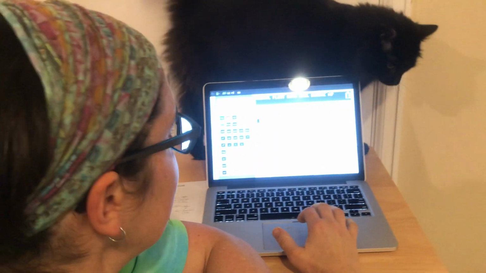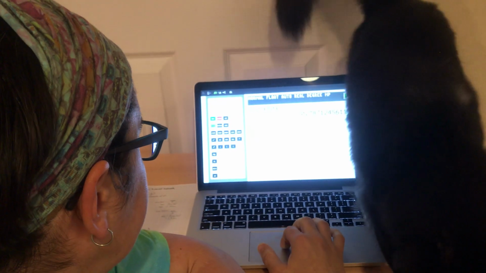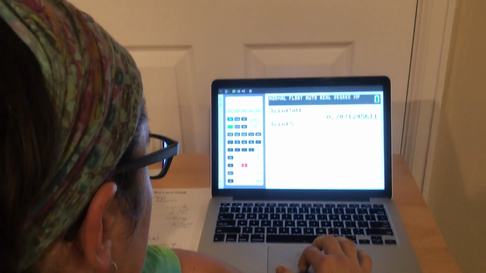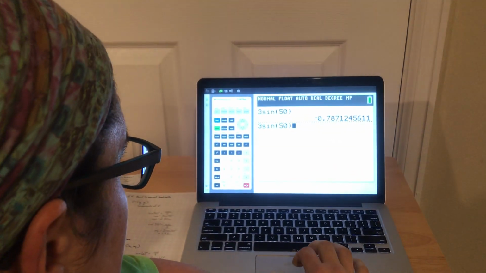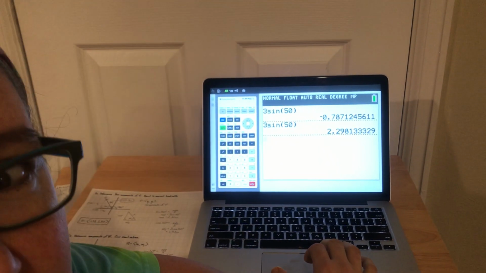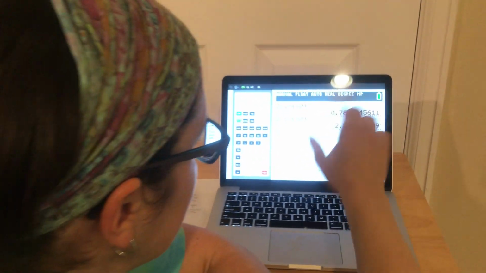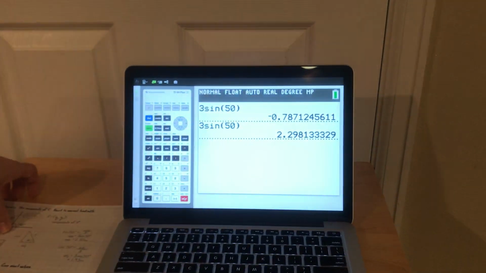Franklin's going to check it out for us and make sure that we're doing this correctly. So we have 3 times the sine of 50. Okay, that looks a little bit better. We at least have a positive number now. So 2.298, I can round that off to 2.30.